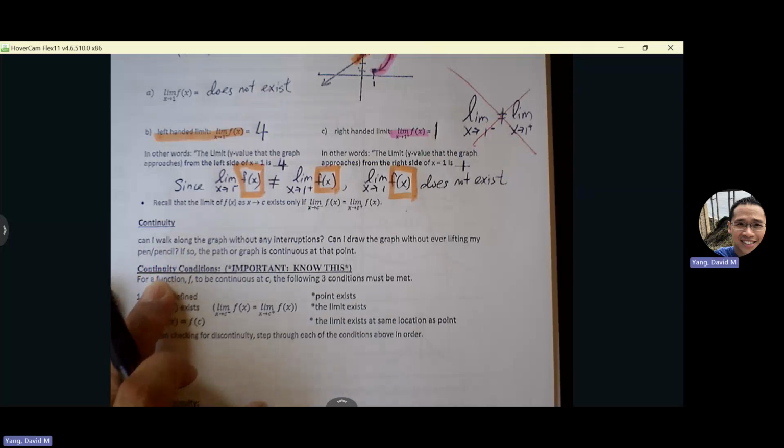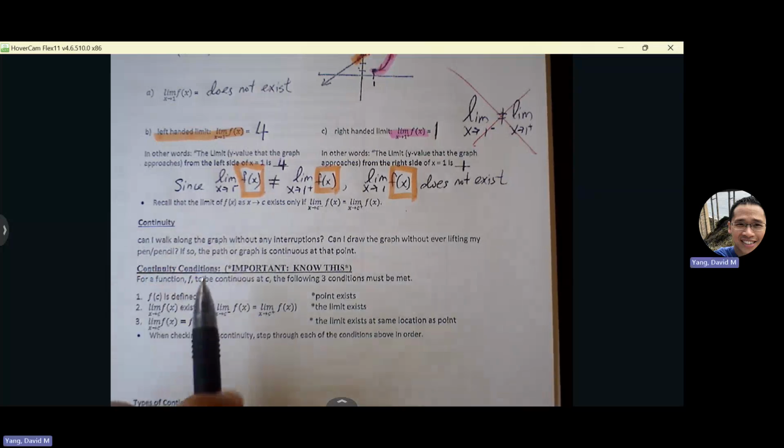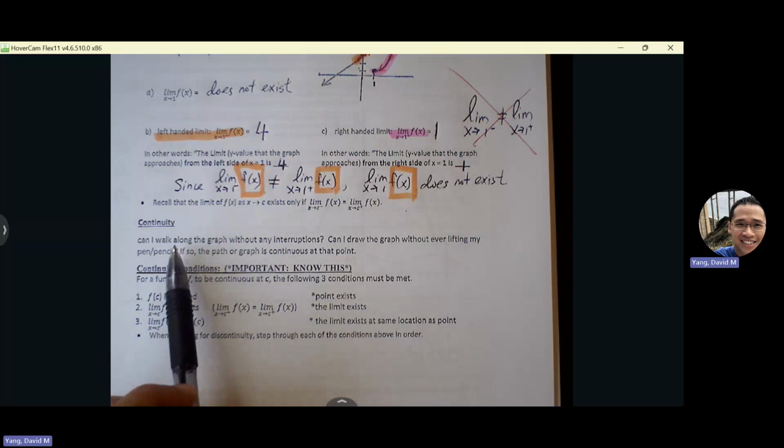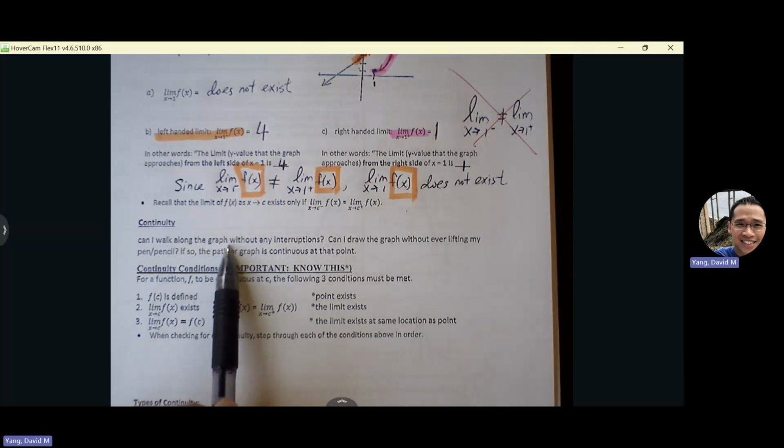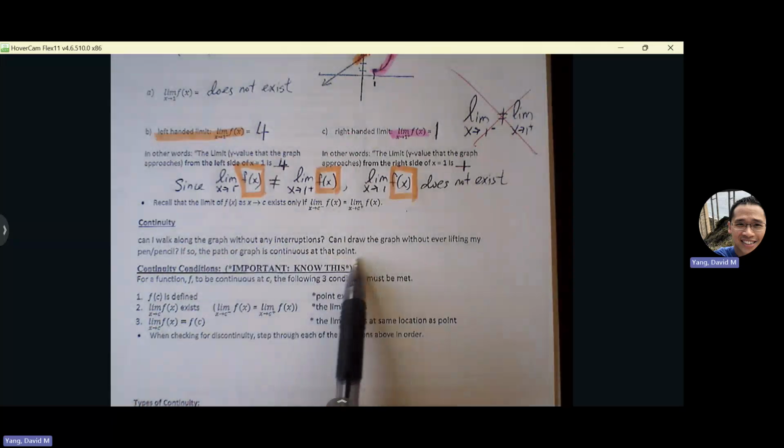Okay, continuity. So continuity is asking, can we walk along the graph without any interruptions? Can we draw the graph without ever lifting up our pen or pencil? If we can, then the graph is continuous at that point. So basically, if there's a hole, if there's a jump discontinuity, if there's a vertical asymptote, then none of those are continuous functions, right?